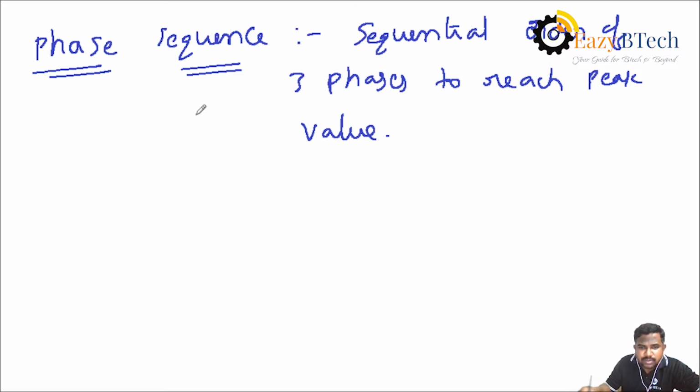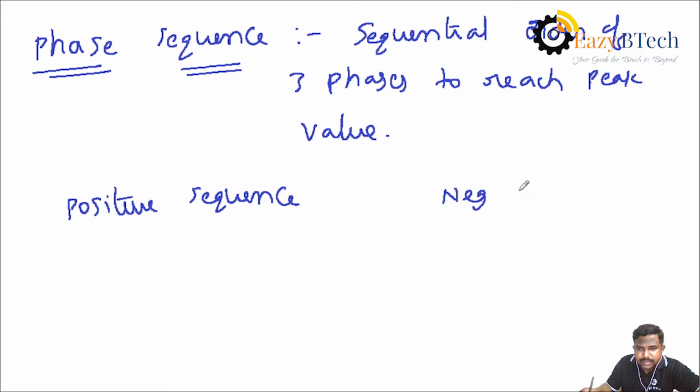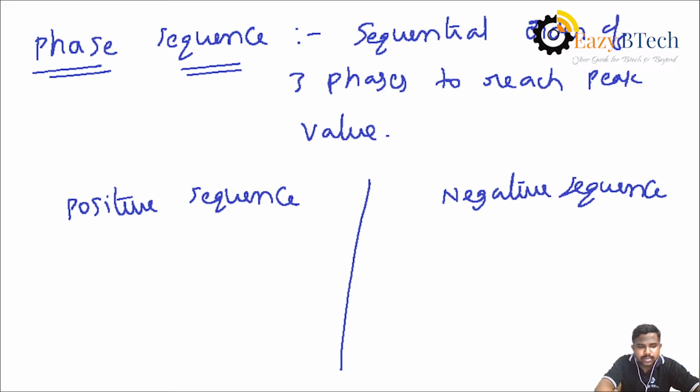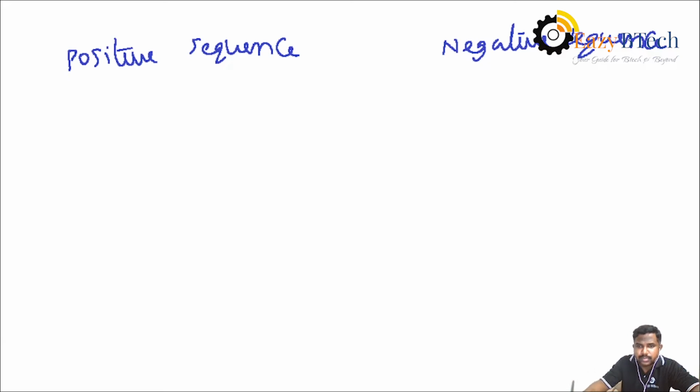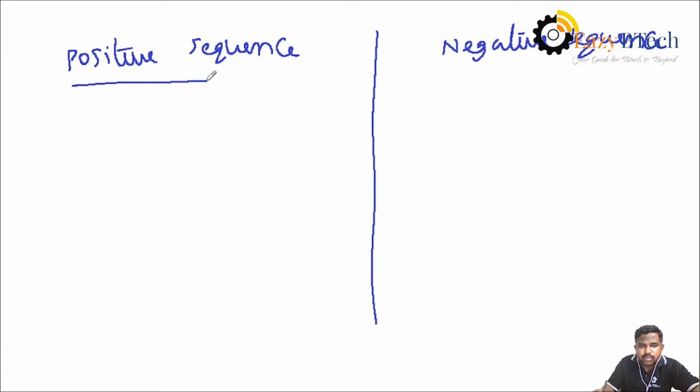Okay. Then here, for example, the phase sequence has two types. That is, the connection of sequence will be in two forms. That is positive sequence, and the second one is negative sequence. Okay. What is meant by positive sequence?